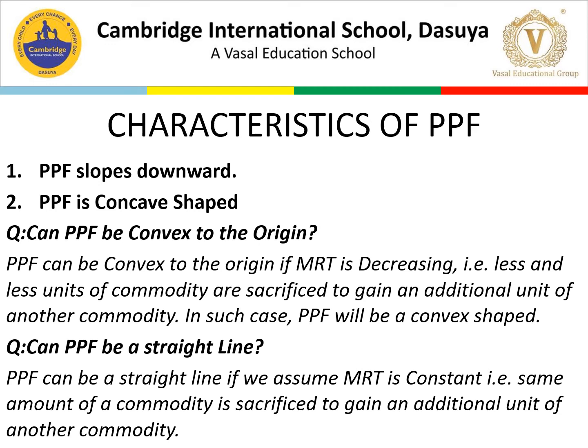Another question that will come to your mind is, can PPF be a straight line? Yes, it can be a straight line. When? When the marginal rate of transformation is constant, when we assume MRT is not changing, and the amount of commodity sacrificed to gain an additional unit of another commodity is the same. In this case, your PPF can be a straight line.